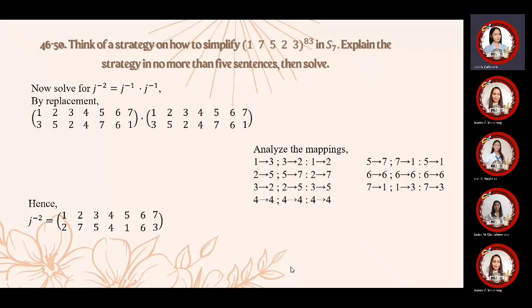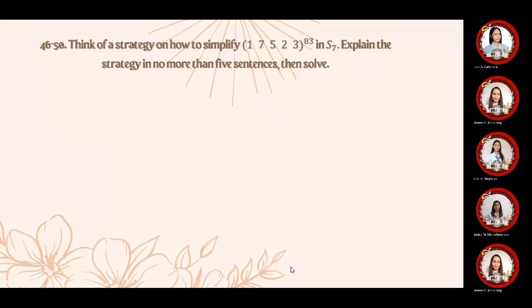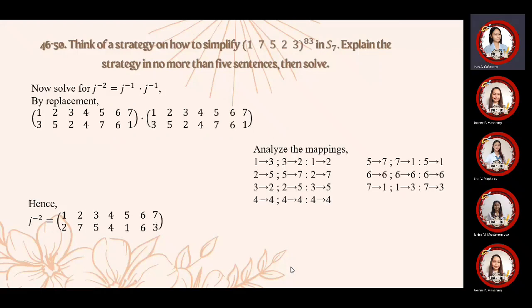So in two-line notation, J raised to negative 2 is equal to: 1 maps to 2, 2 maps to 7, 3 maps to 5, 4 maps to 4, 5 maps to 1, 6 maps to 6, and 7 maps to 3.